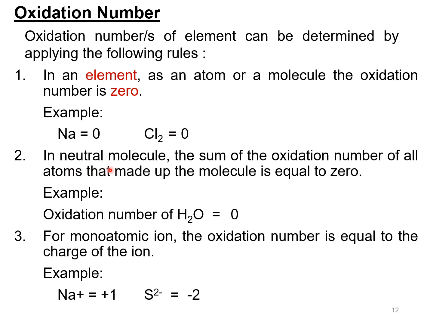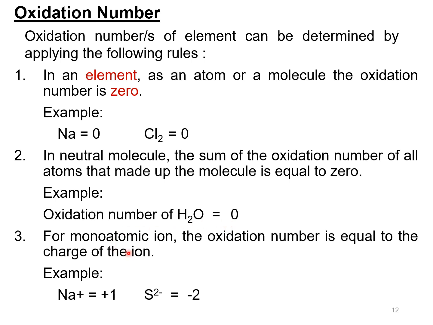Okay, di dalam neutral molecule pula, the sum of the oxidation number for all the atoms that made up the molecule will be equals to 0. For example, if you have H2O, H2O is a neutral molecule. Makanya, di dalam H2O ni, you ada 2 H atom dan juga satu oxygen atom. Tetapi, oxidation number for all these atoms yang membuatkan molekul H2O ni adalah 0.